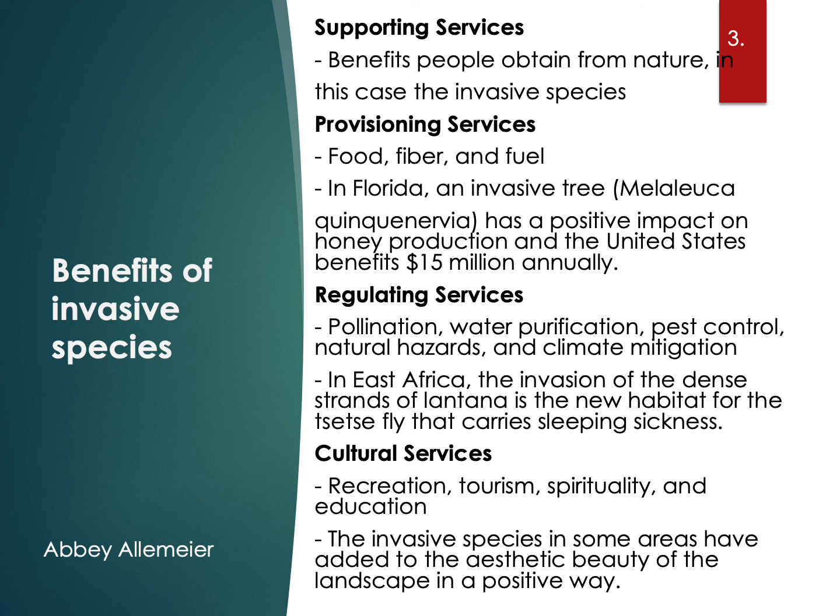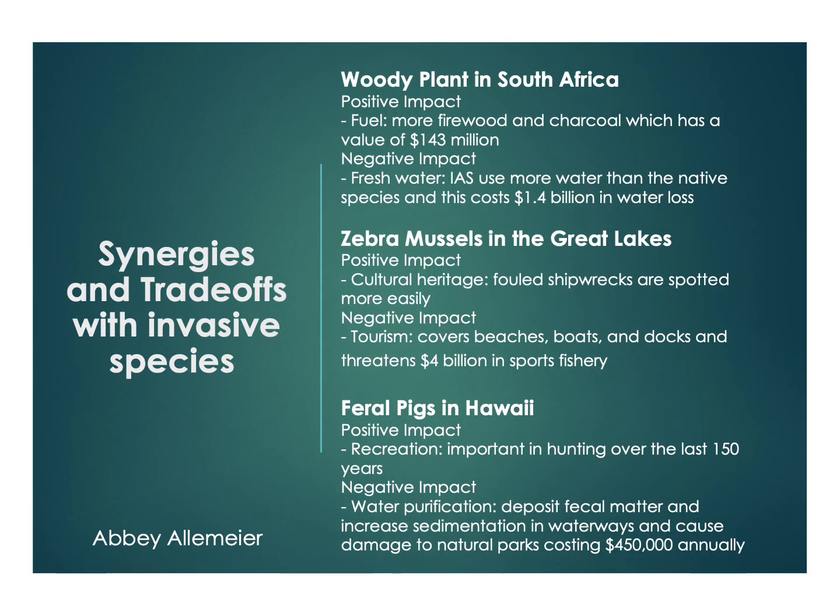The next category is regulating services, and that includes pollination, water purification, pest control, natural hazards, and climate mitigation. An example of this is in East Africa, where the invasion of dense strands of Lantana is a new habitat for the fly that carries sleeping sickness. And the last category is cultural services, and that includes recreation, tourism, spirituality, and education. In this, the invasive species in some areas have added to the aesthetic beauty of the landscape in a positive way.